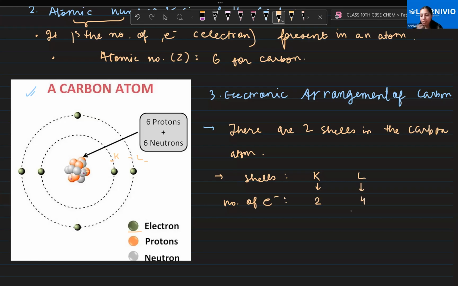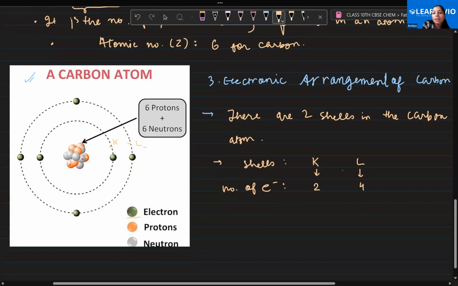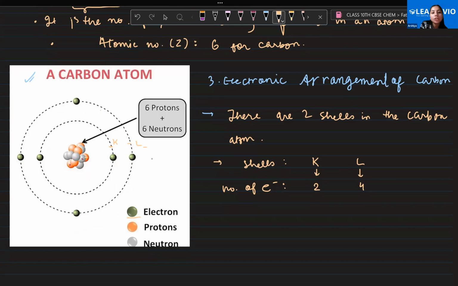Now, can you tell me how many valence electrons are there? Six. No, no, no. See, the six is the total number of electrons that are present. Valence electrons are the electrons that are in the outermost shell. For this atom, the outermost shell is L. There's no other shell after this. So in L, you can see one, two, three, and four electrons. So carbon has four valence electrons.